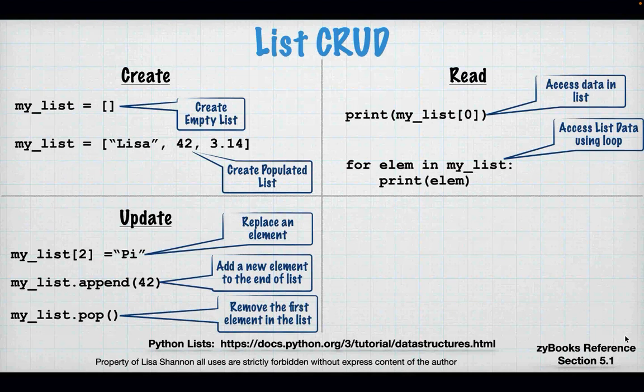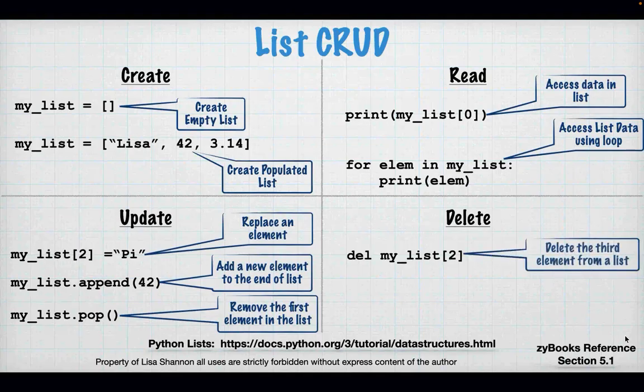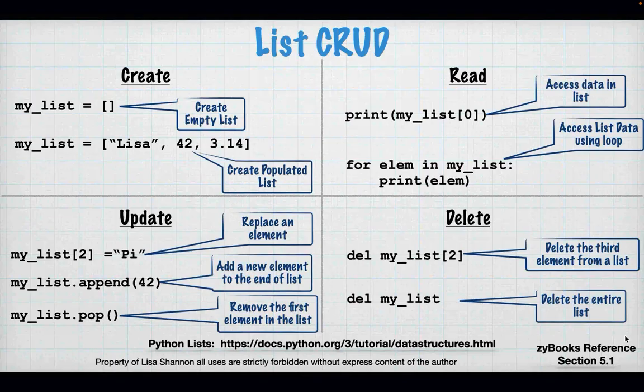Down here on the bottom is the Python tutorial for data structures. If you're interested in all of the things you can do with a list, go look at that, because we could spend a whole night just talking about list functions. Delete: I use a keyword called del, D-E-L. It stands for delete, and it just says remove this particular element from a list, just get rid of it. I can also use the del keyword to delete the entire list, just get rid of it.